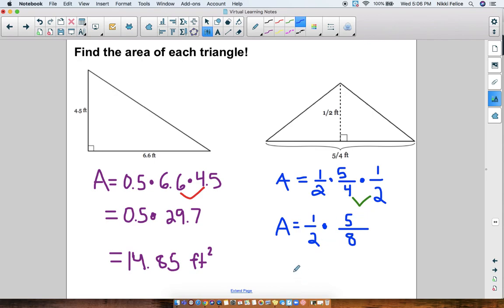Okay. 1 times 5 is 5. 2 times 8 is 16. Now I always have to check, can I simplify this fraction? No, not this one, so I am done. 5/16 feet squared is the area of this triangle. And that's it.